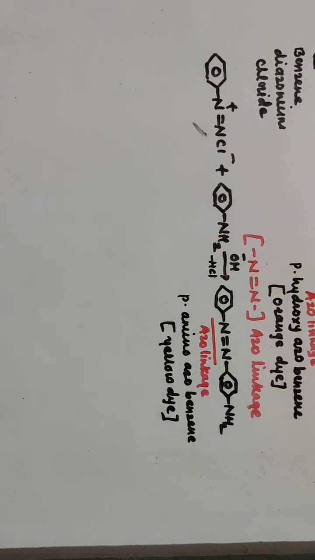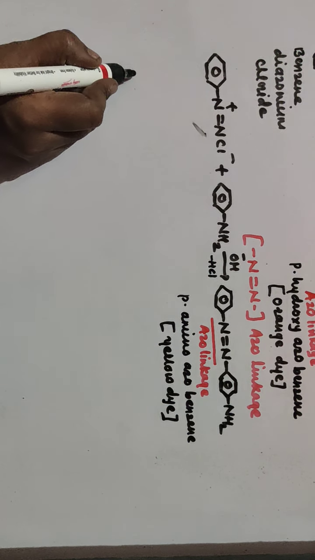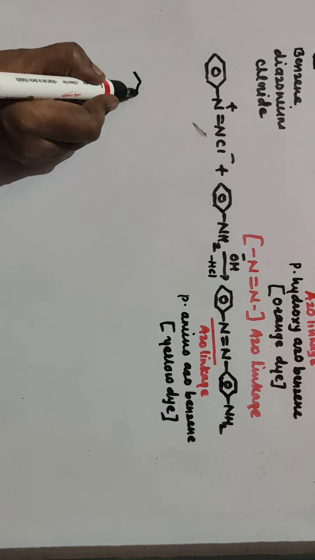So here in this case phenol is present, that is C6H5OH. In alkaline medium, OH minus ions are there. So the oxygen atom of OH absorbs or takes a hydrogen atom, and there is a formation of phenoxide ion.